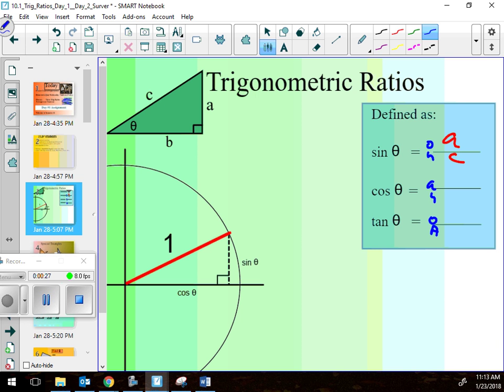So what was this one? Cosine of this angle right here is B over C. Raise your hand if you had B over C. Okay, good. And then the tangent of this, tangent is TOA, opposite over adjacent. That's A over B. All right, so how many had that one right?